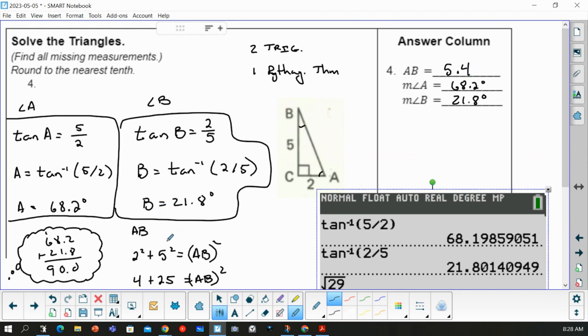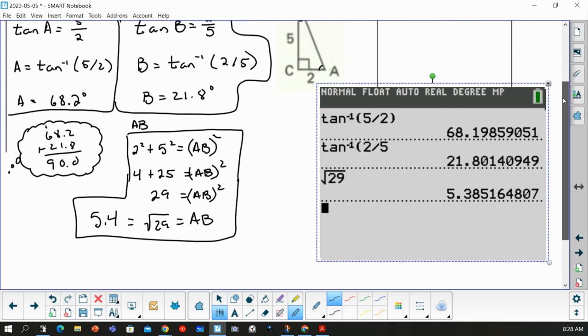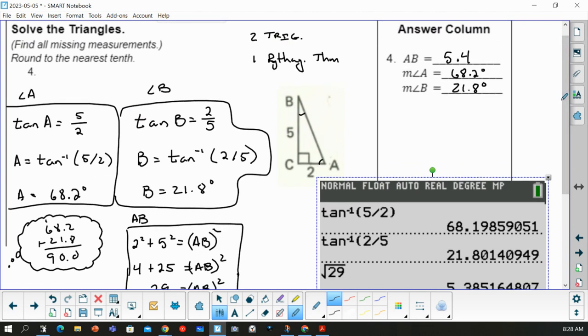So we did 2 trig questions, and then we did 1 Pythagorean theorem question. And just so it looks nice, I'm going to go ahead and scroll back down and put my little box around my work. All right, so there you go. So there's finding angle A, angle B, and AB. So if you're missing 2 angles and a side, this is the process that you would use to find the 2 missing angles and the side.